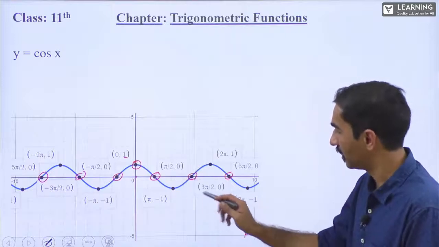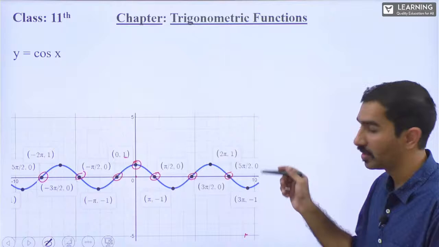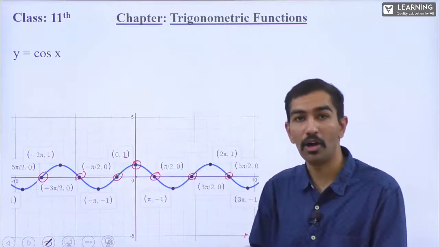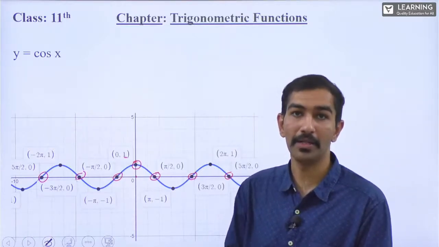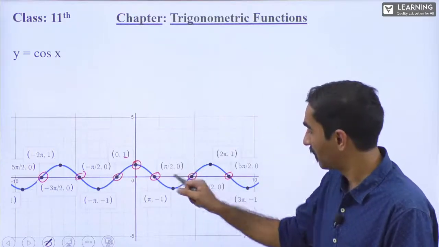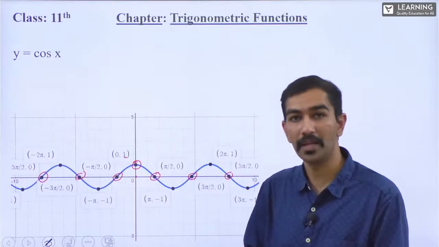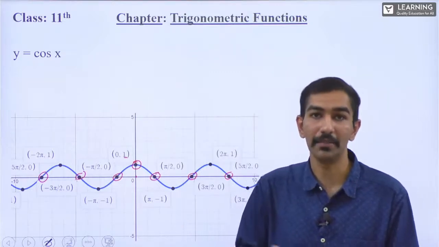Pi by 2, 3 pi by 2, 5 pi by 2, continuation. 7 pi by 2, 9 pi by 2. At odd multiples of pi by 2, cos is becoming 0. Correct? 1 pi by 2, 3 pi by 2, 5 pi by 2, next would be 7 pi by 2, next would be 9 pi by 2, next 11 pi by 2.